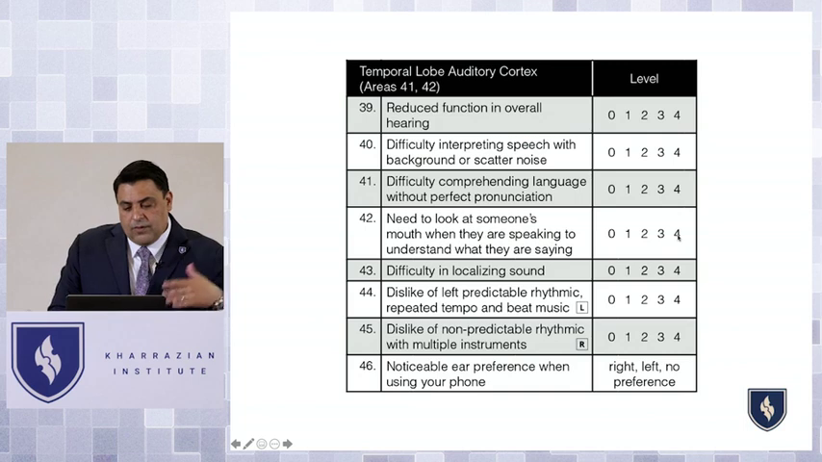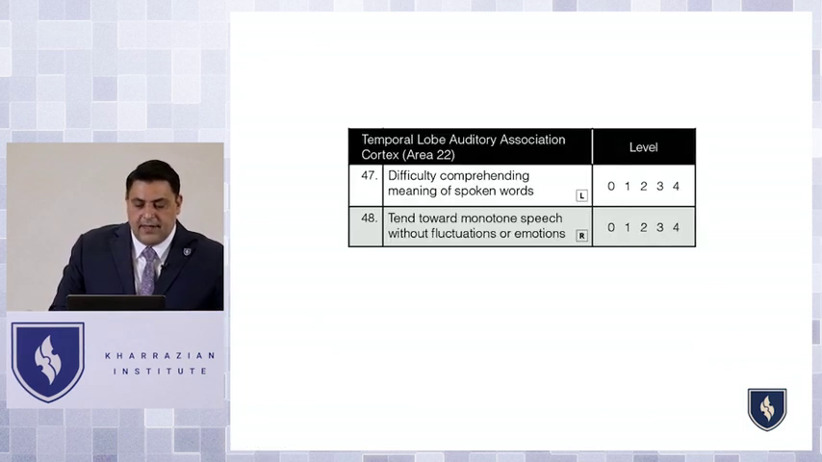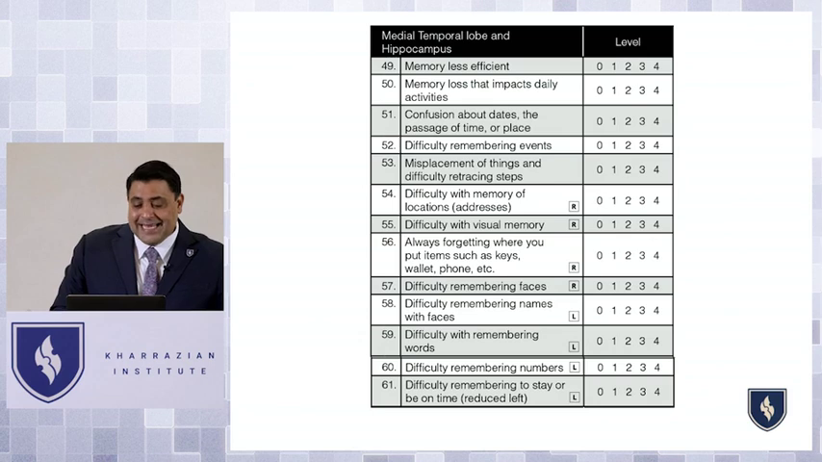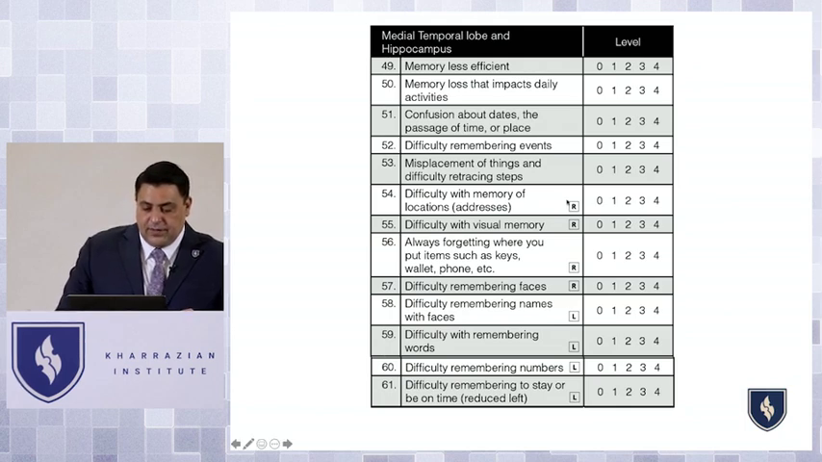Then he goes into the temporal lobe and looking at the auditory cortex. This is the perception of sound. And then we go into the association areas. And then you get into the medial temporal lobe, and this is the hippocampus. And these are all the symptoms of early Alzheimer's disease. So you want to see if they have any issues with difficulty with memory and locations, and difficulty with visual memory, and always forget where they put items such as keys or wallets or cell phones, or difficulty with remembering faces and difficulty with remembering names. And you can see R versus L.